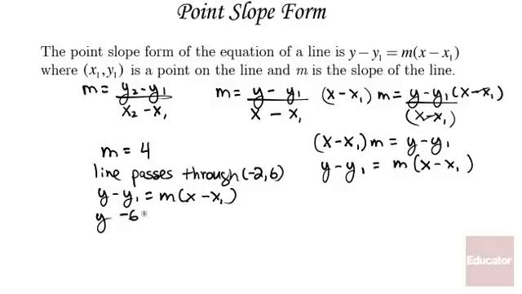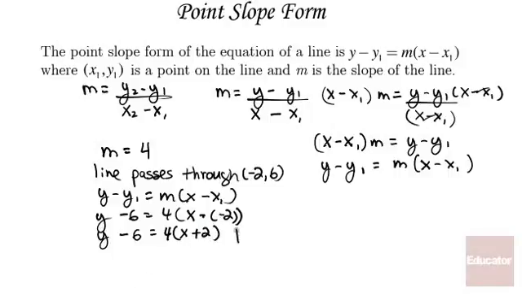y1 is 6. Slope is 4. x is another x point on this line that goes along with this y coordinate, minus x1, which is negative 2. Simplifying this, a negative and a negative is a positive.